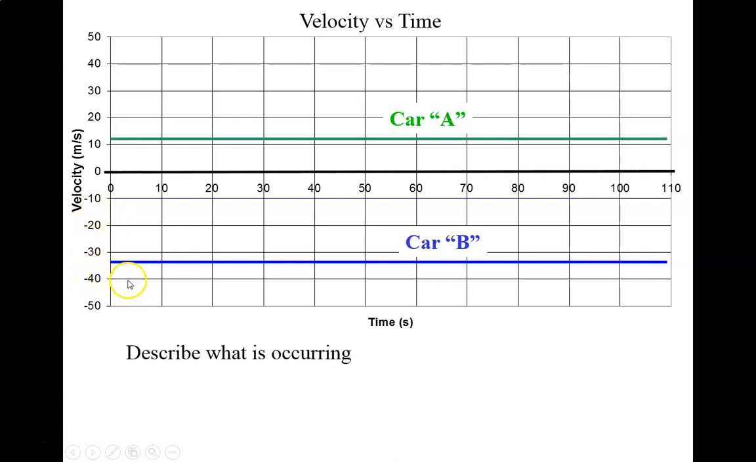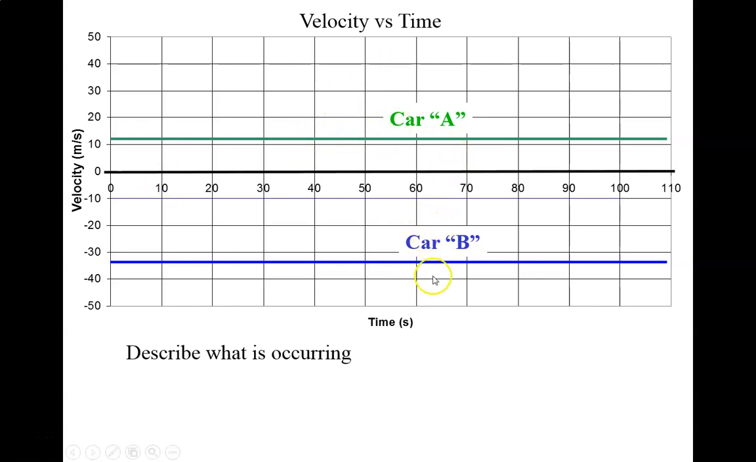So if we want to say what car A is doing, looking at car A, the velocity is staying at around 11 or 12 meters per second. So car A is moving at, let's say, 12 meters per second, at a constant velocity because the velocity isn't changing. And notice that this car is moving. If this was a displacement versus time graph, the flat line would mean it was stationary, but that's not the case here. So car A is moving forwards at a constant 11 meters per second.